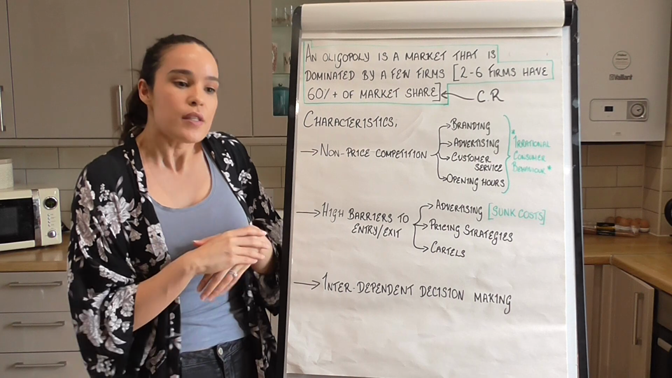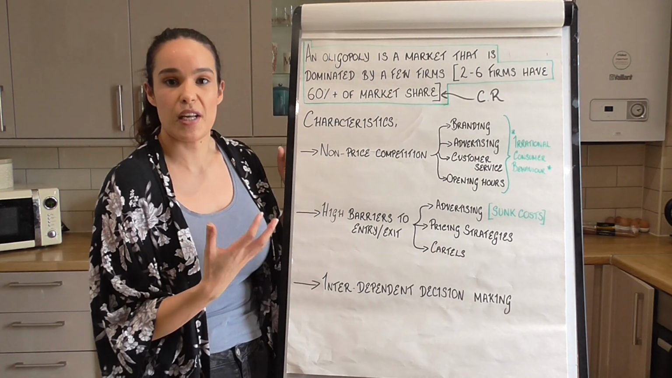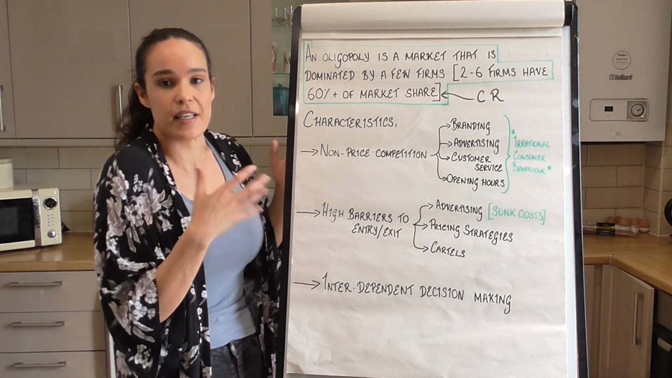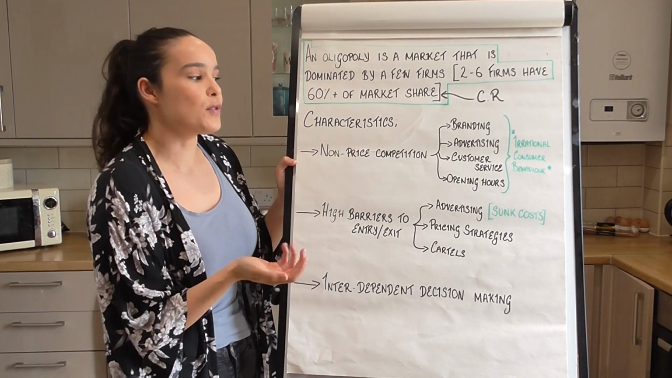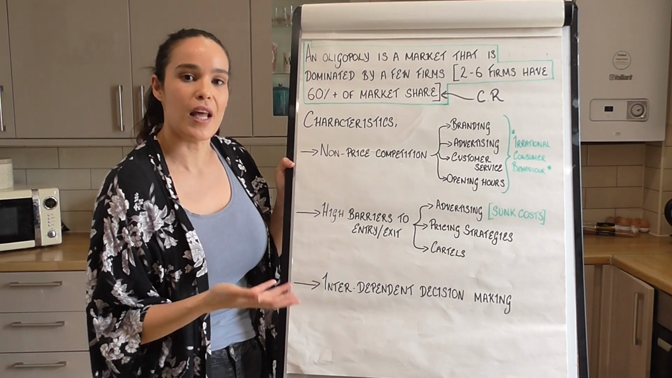So goods in this market tend to be relatively homogenous, like a pair of trainers, if we're talking about the trainer industry, it's not that unique. They serve a purpose. Firms are able to brand them, advertise them, but actually they're relatively a similar product.